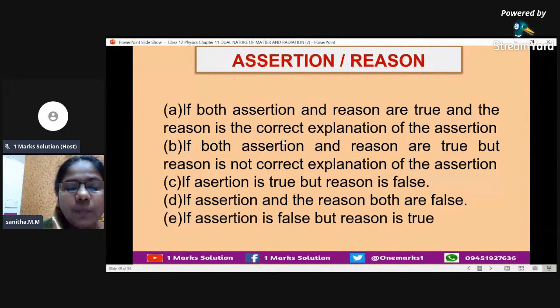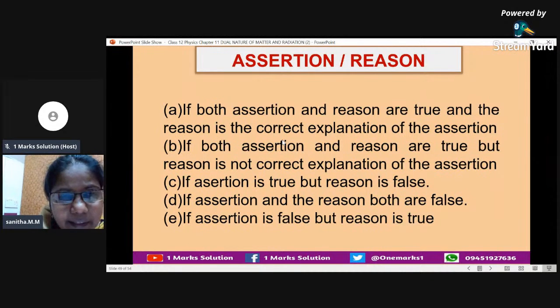And the third option, if assertion is true, but the reason is false, that can also be possible. So the option is C. And the D option is, if assertion and reason both are false, that means both are not correct, we can say the option D. And the E option, the last option, we can say, if assertion is false, but reason is true, we can opt for E. First of all, you should be thorough about this one. Then only we can go for the questions based on the assertion and reason.